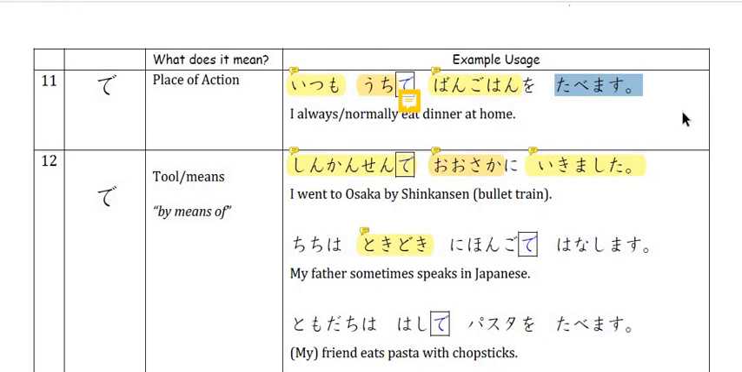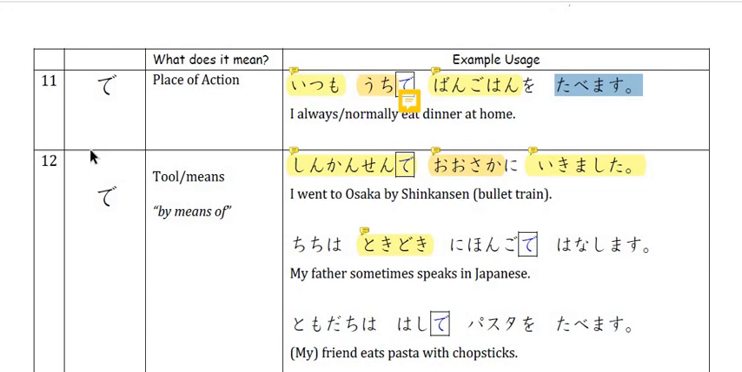Okay, so let's move on to the second function of this particle de, which is tool or means. Okay, by means of. So if you want to say I went using taxi, taxi is your means of going, right? So you will mark the word taxi with the particle de. And if you want to say with the bullet train, you will say shinkansen de. If you want to say with the train, only train, you will say densha de. If you want to say with or by means of a bus, you would say basu de.